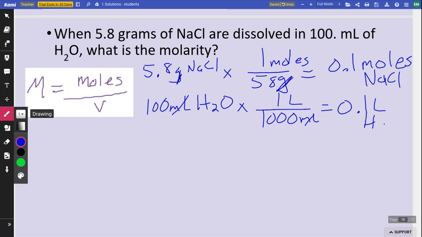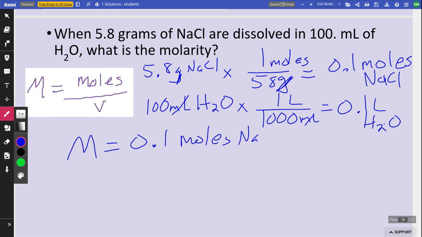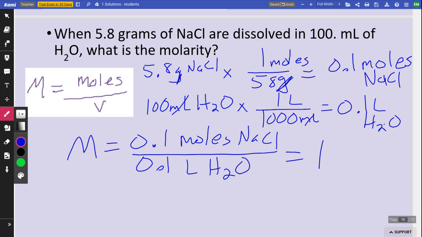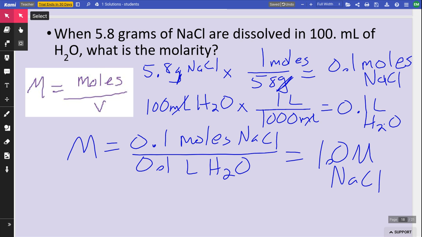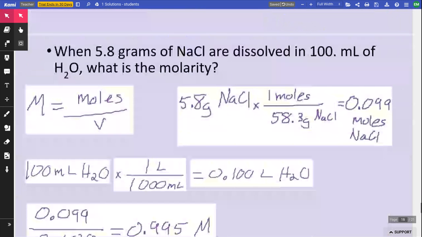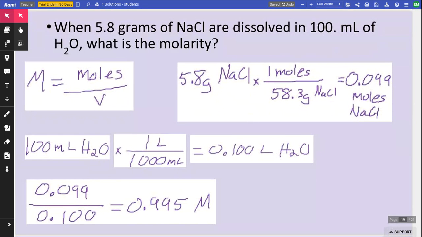of H2O. So to get your final answer, your molarity, you take 0.1 moles of NaCl. You divide it by 0.1 liters of H2O. So it's about 1 molar solution of NaCl. So little steps to do a pretty straightforward problem. And I wrote this out in the presentation I attached to this.